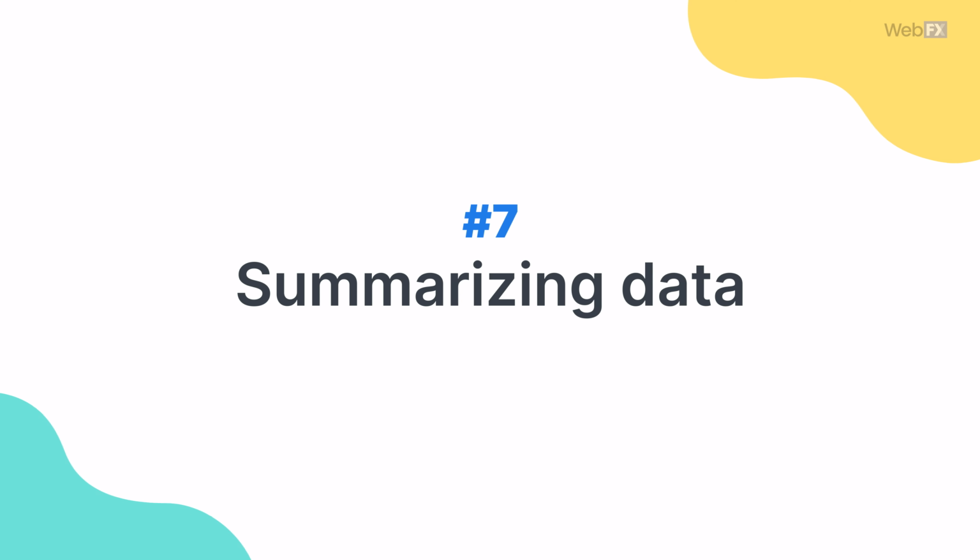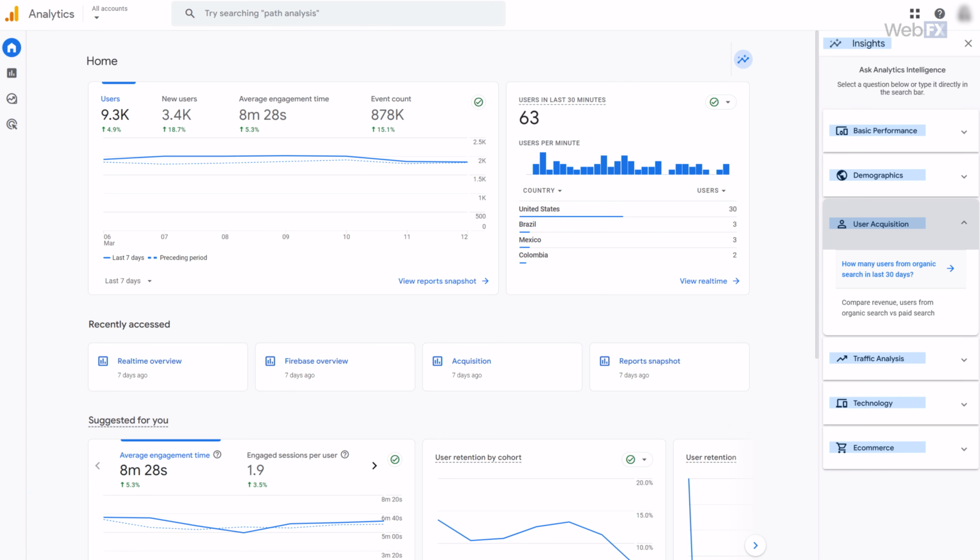Number 7, summarizing data. There are some data platforms out there that have AI built into them to help you generate reports and charts. But even with a basic generative AI tool, you can still input a bunch of data and have it analyze that data for you.